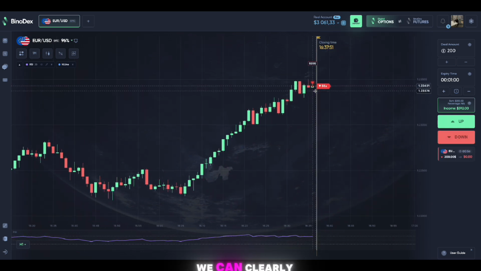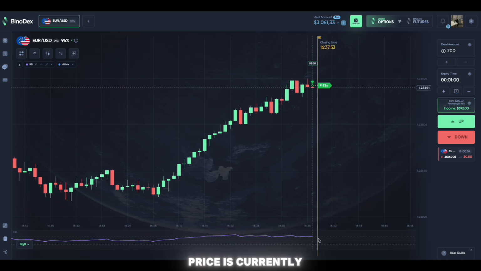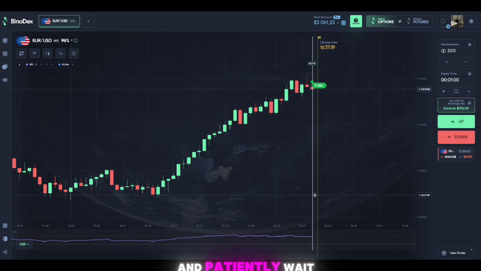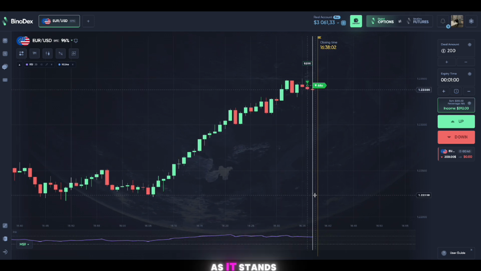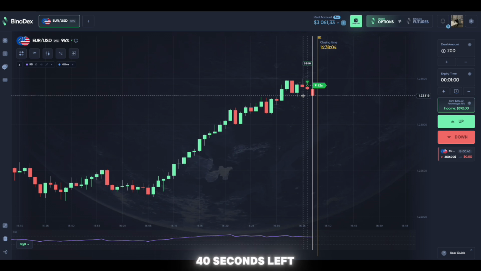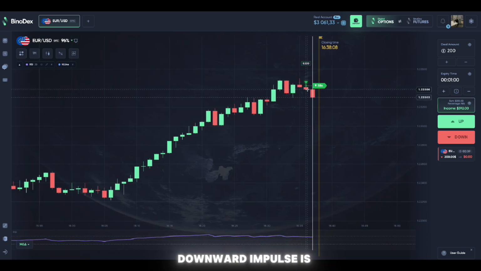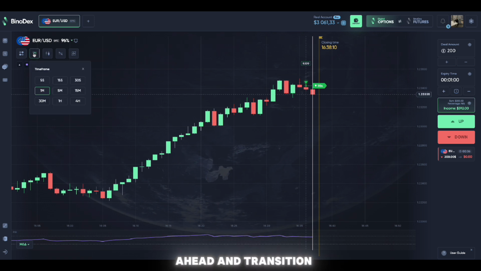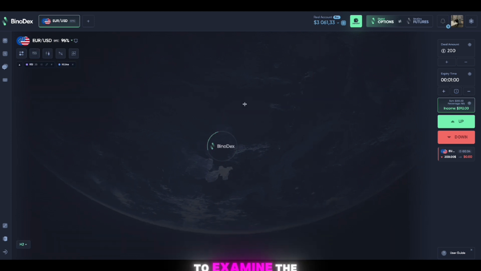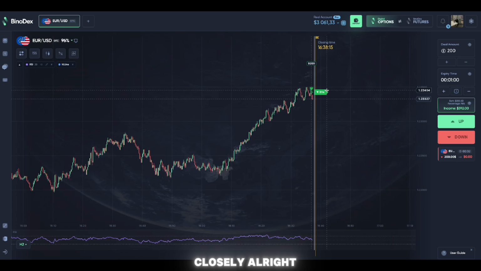Looking at the chart, we can clearly see that the price is currently sitting right in the overbought zone. So we confidently open a trade for a decrease and patiently wait for this trade to close. As it stands, we have exactly 40 seconds left until the expiration. We can see that a strong downward impulse is forming. Now let's go ahead and transition over to the 15-second time frame to examine the details much more closely.